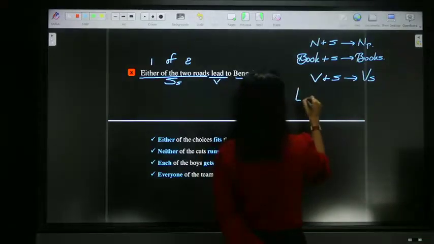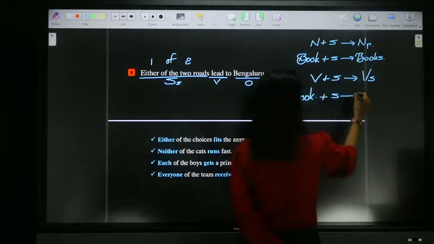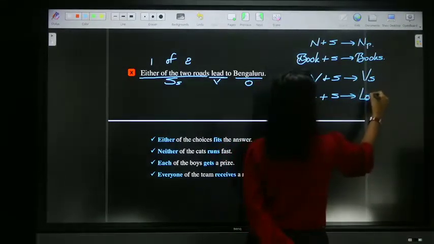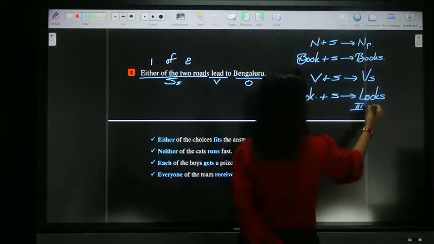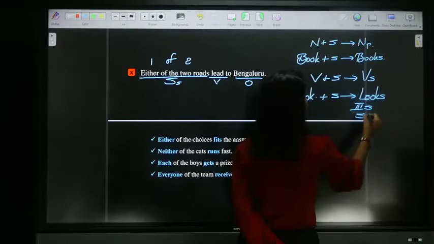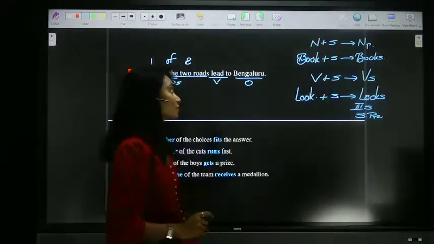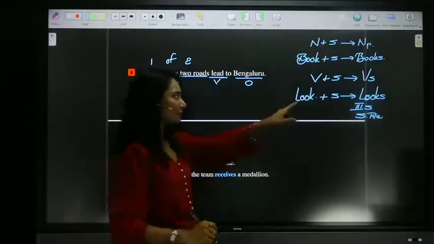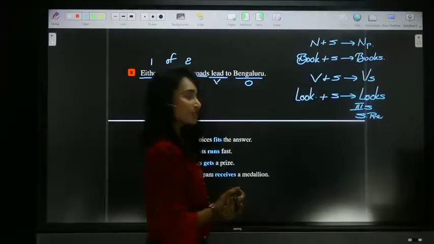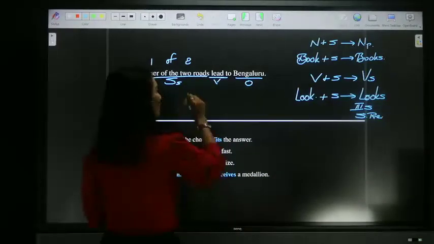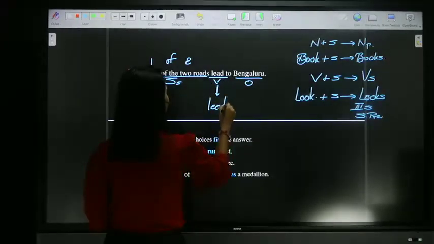That is, look plus s, looks, is a singular verb which is used only for third person singular in simple present tense. Right, guys? So here lead, is it singular now? If s is there, it is singular. If s is not there, ultimately it is plural. So we require a singular verb. Replace lead with leads.